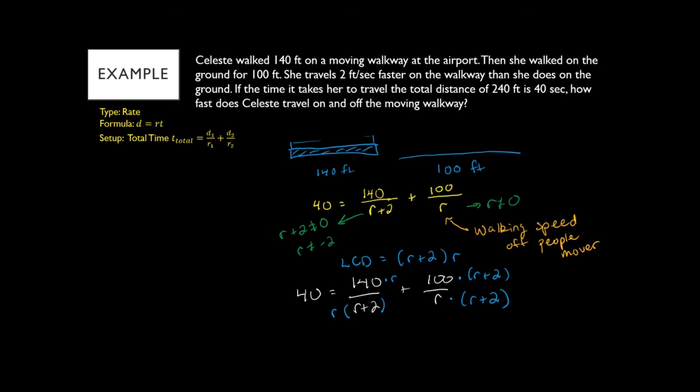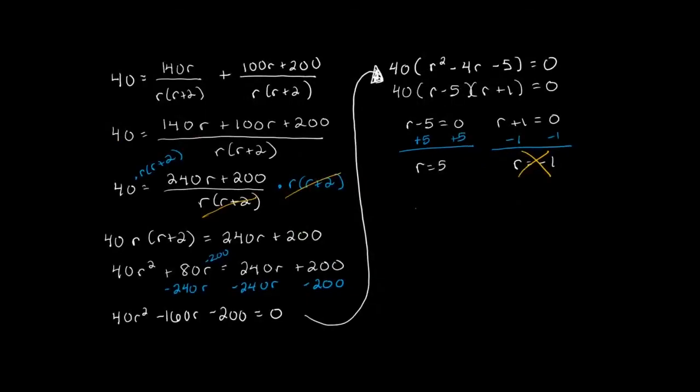So I need to make sure that I put that here. 5, and we want to make sure we use the units, 5 feet per second off the people mover or the walkway, and then faster on the people mover by 2 feet per second, so 7 feet per second on the people mover.